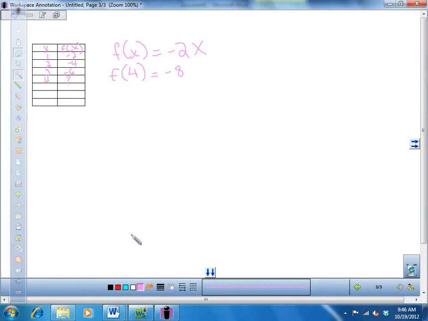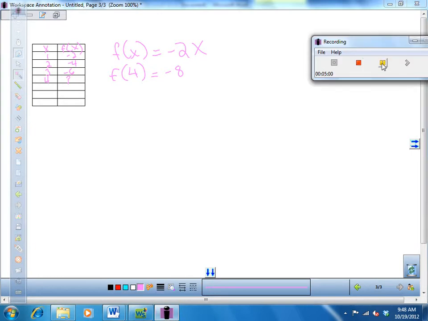Questions on that? For some of you that like to show your work, you can make a table that has 3 columns and put your work in the middle, and then you have your f of x. Right, Mr. Lee? Yeah, like if you're doing an extended amount of x values.